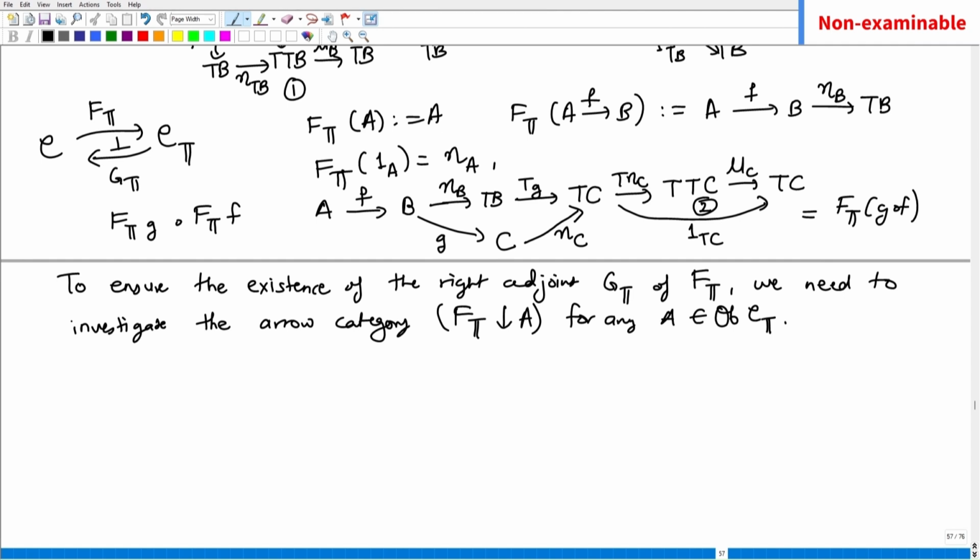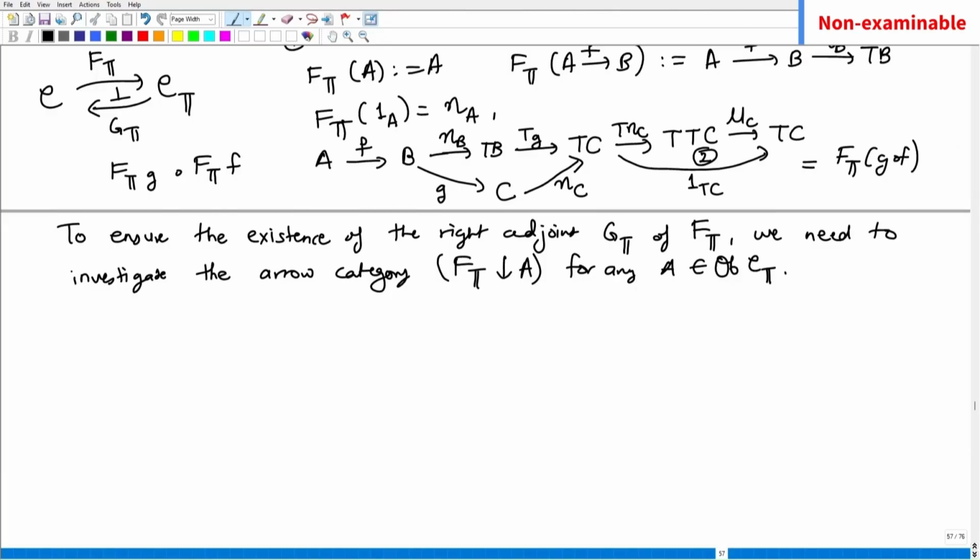Okay. Normally, remember, earlier we said that G has a left adjoint if and only if the arrow category A arrow G has an initial object. To consider left adjoint, the arrow category is A arrow G, whereas here we are switching their positions. So FT arrow A has a terminal object. That's what we have to verify, that this particular category has a terminal object. Okay, we'll quickly do that.